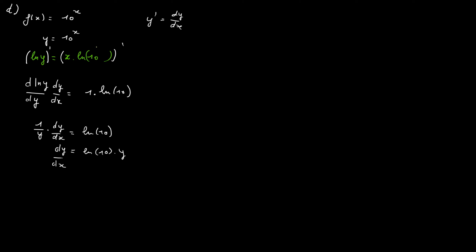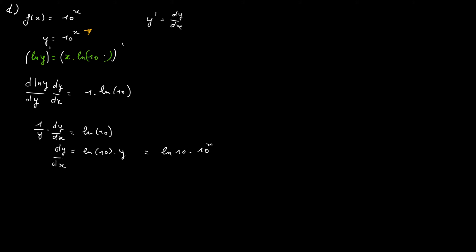But here I want to draw your attention to something. We do know what y is. We know that y is 10^x, right? So we can change this y and say this is the same as writing ln 10 times 10 to the power of x. That's a way to deal with these exponential functions that I strongly recommend, because here it's very easy and straightforward, but we're going to see some examples where it's not that straightforward and you actually have to think a bit more, and then you're going to be very happy that you're able to do this.